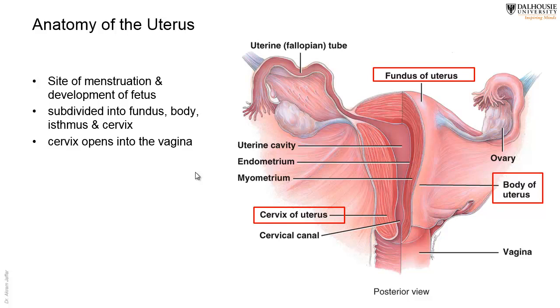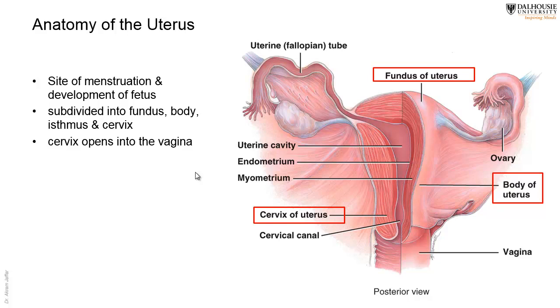And then the body of the uterus, and then there is the narrow region called the isthmus, and then the cervix. The cervix, or cervical canal, means the neck of the uterus. And the cervix opens into the vagina. Actually, the cervix not only opens into the vagina, but it projects into the vagina. So it projects into the upper part of the vagina, the cervical part.